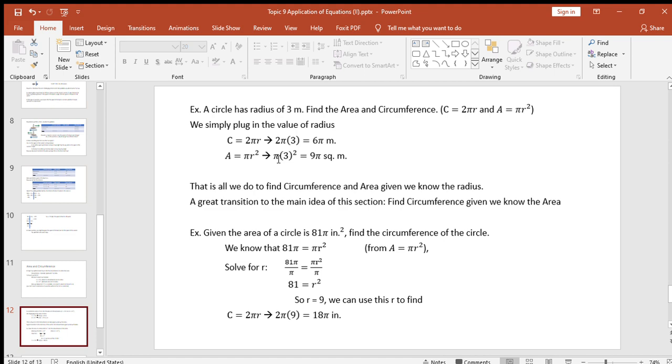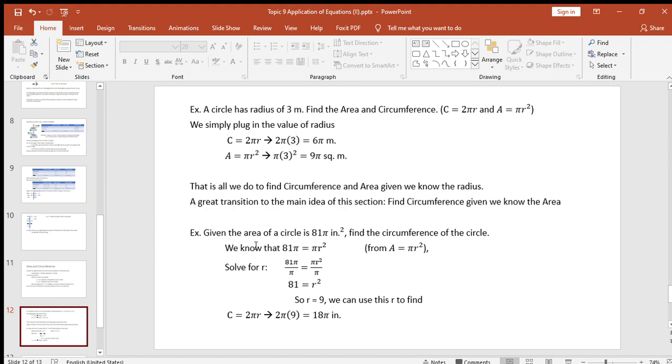Now, this is not really the main topic. The main topic for this is pretty short, but what if we use the circle? How do we find circumference given that we know the area, but we don't know the radius? This is the main question on your test, finding circumference from the area. So let's say the area of a circle is 81 pi inches squared. The question is, find the circumference of the circle.